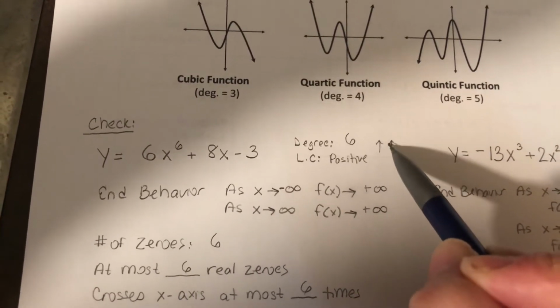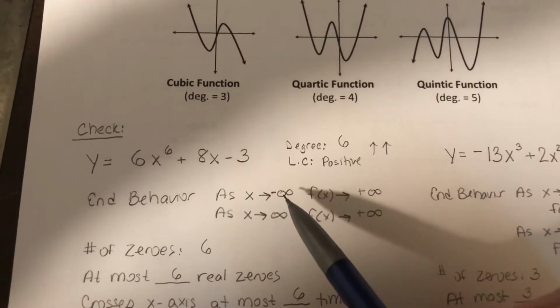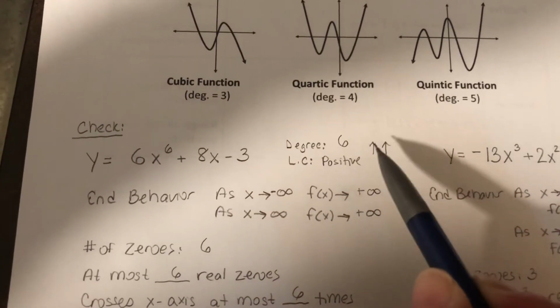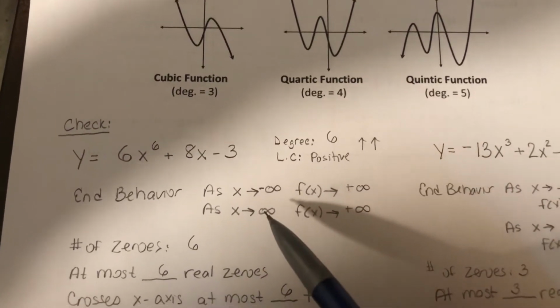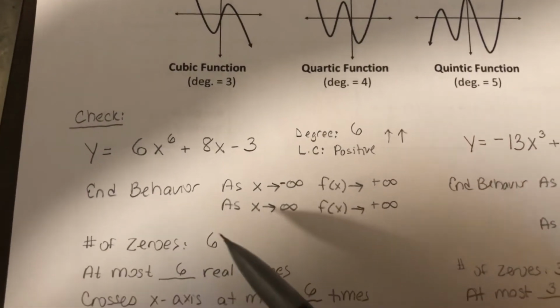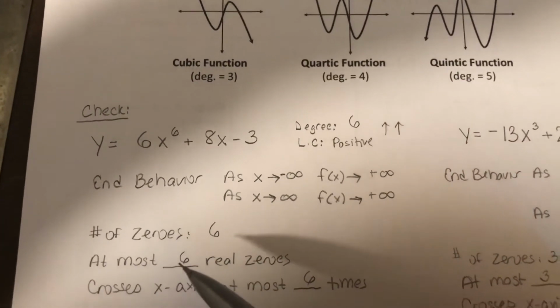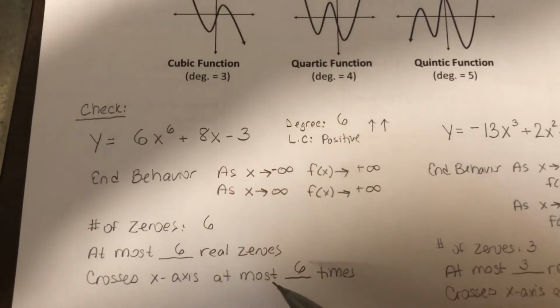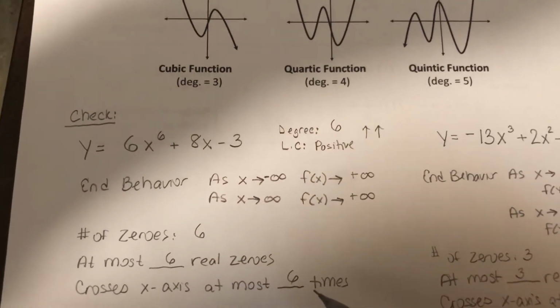to be up, up. So as x approaches negative infinity, f of x is approaching positive infinity, and as x approaches positive infinity, f of x approaches positive infinity. It's going to have 6 zeros. At most 6 of them are real, and it's going to cross that x-axis at most 6 times.